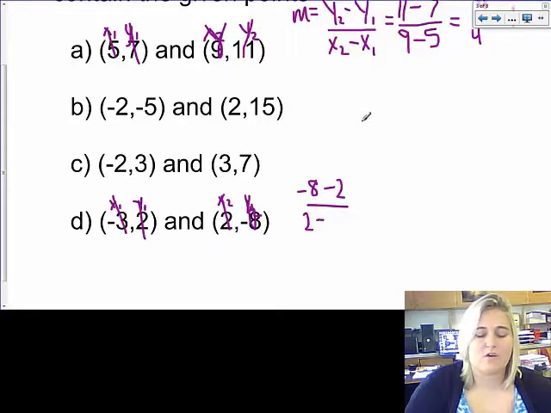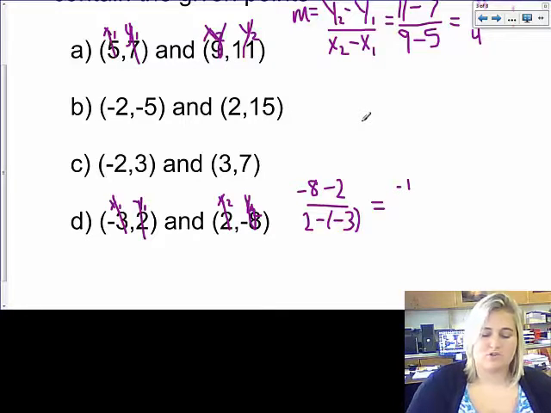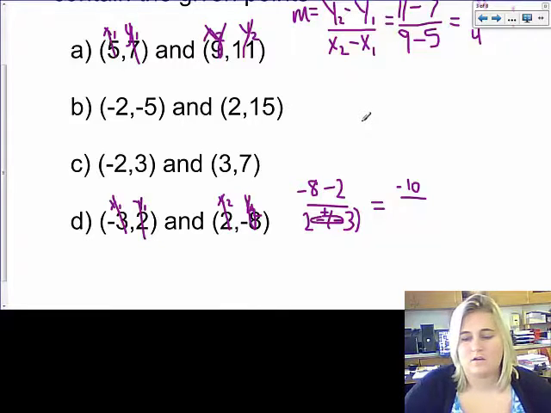This is another reason why it's very important to plug into the formula, because we sometimes forget about a negative whenever our coordinate has a negative and there's a negative in the problem. We have to make sure that we're very careful about that. So on top we have negative 8 minus 2 gives me a negative 10 over. Then I have a double negative, which I hope we all know at this point gives us a positive. So 2 plus 3 is 5, and negative 10 divided by 5 gives me a slope of negative 2, and that's my final answer.